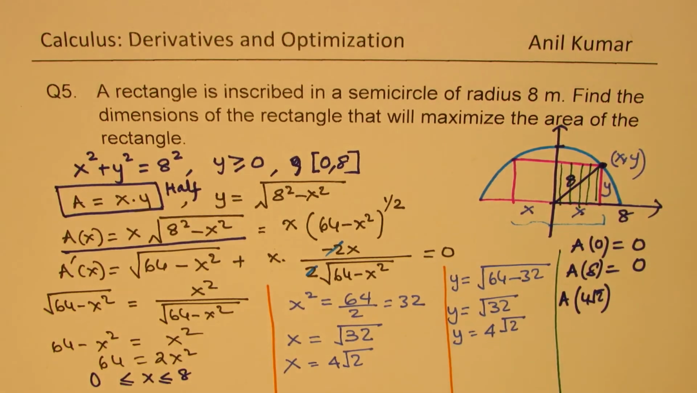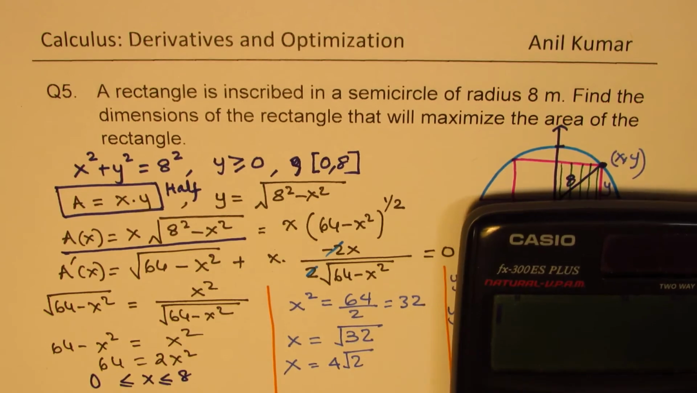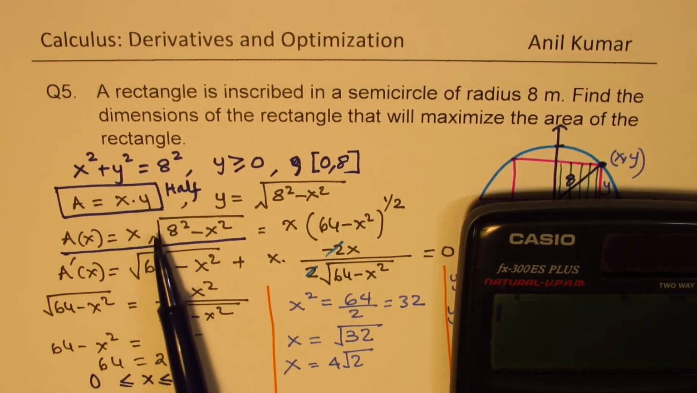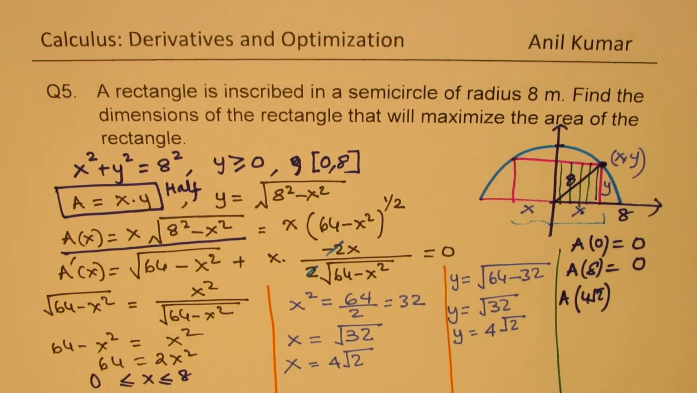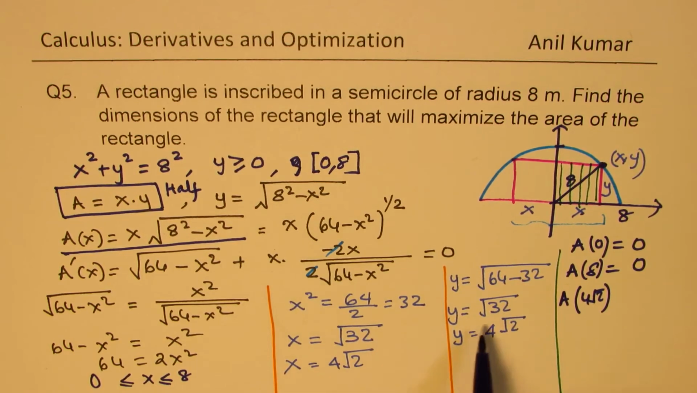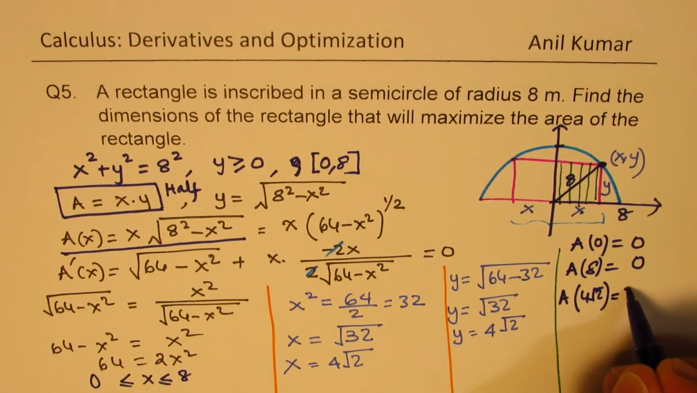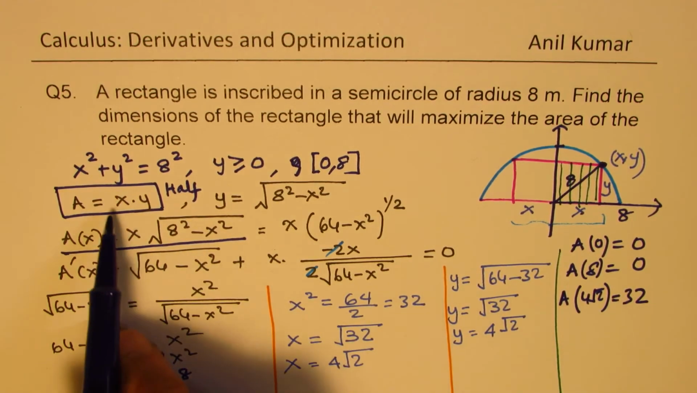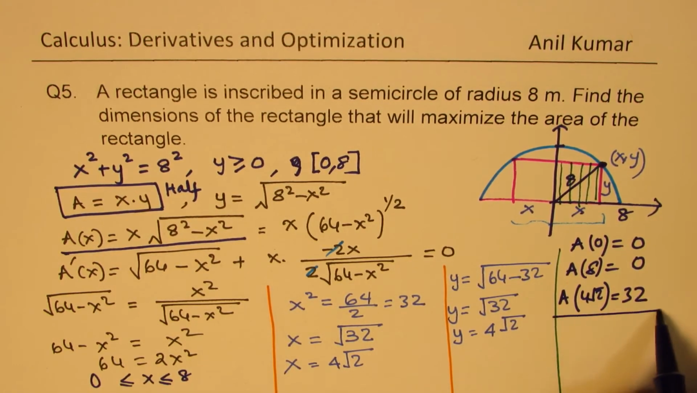We are doing symmetry, right? This is half the area. So if half area is maximum, full area will also be maximum, correct? So let's calculate this value. We can just multiply square root 32 times square root 32. So we'll get this as 32. Does it make sense? Right? So that is half the area.